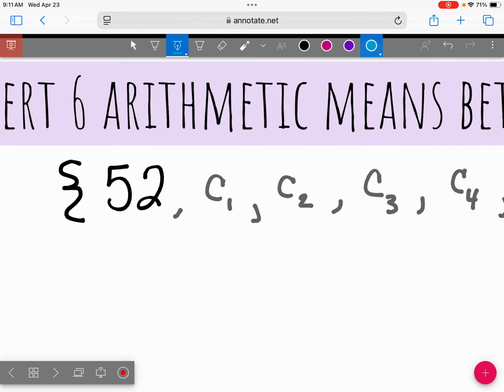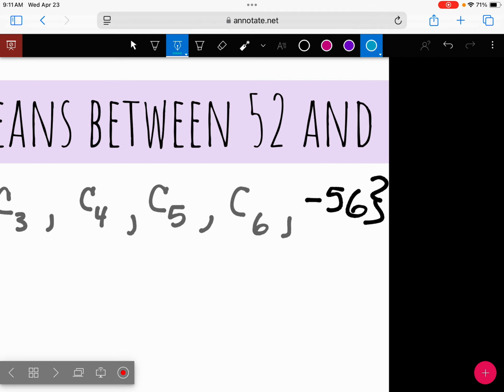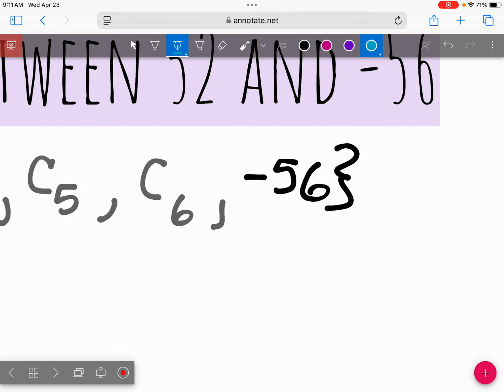So 52 is our first term. We know that's going to be our A sub 1. What is negative 56 going to be? A sub what? 7. 8.